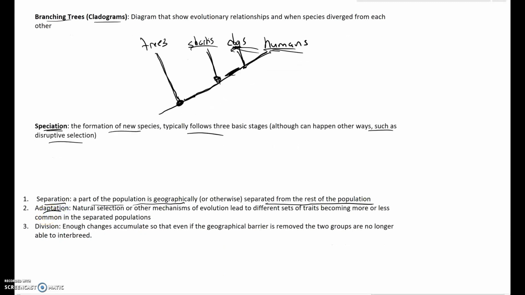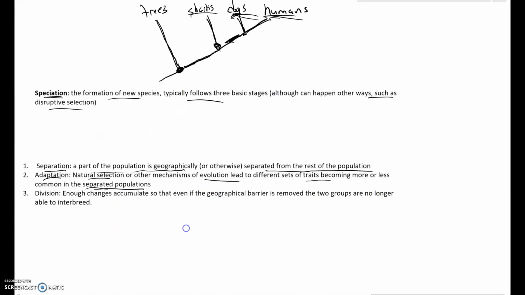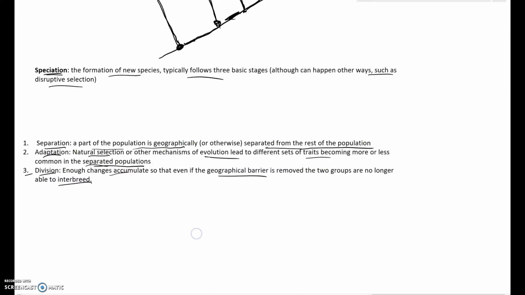Then we have some adaptation. One of our various mechanisms of evolution changes those different populations, and they become different from each other, and there are two separated populations. And then finally, division. If enough changes accumulate, so even if that barrier were removed, if they came back together, they would no longer be able to interbreed, which was our definition of different species. So that would eventually split us into two completely new species.